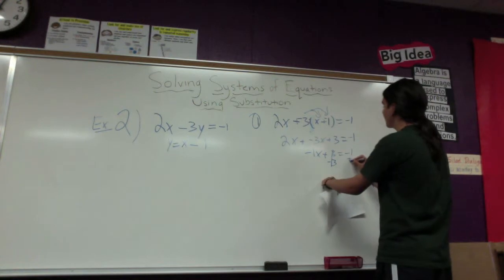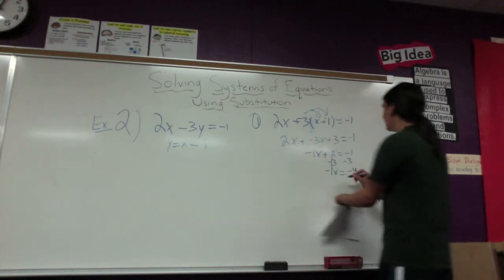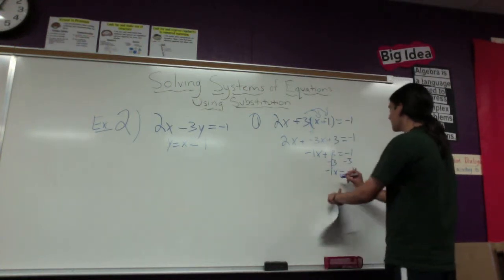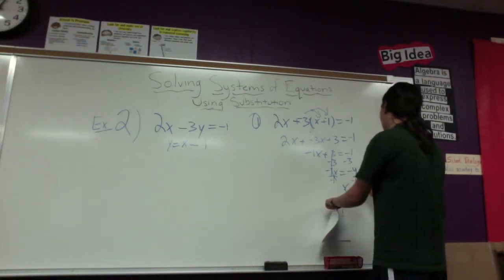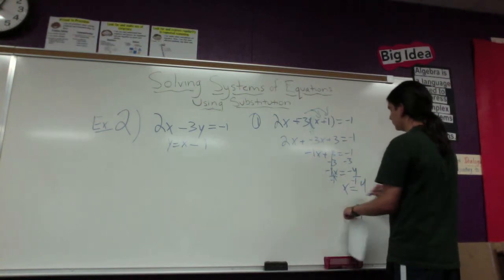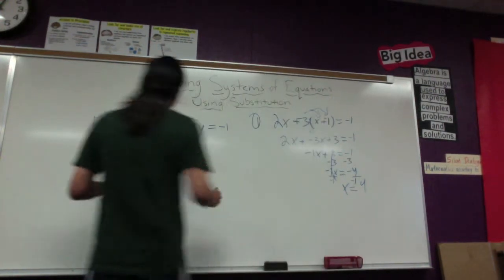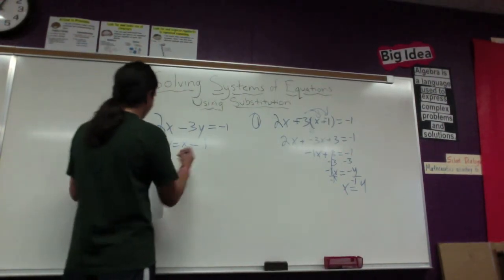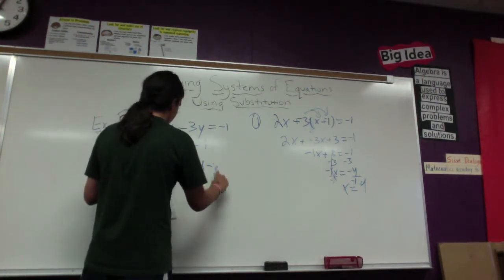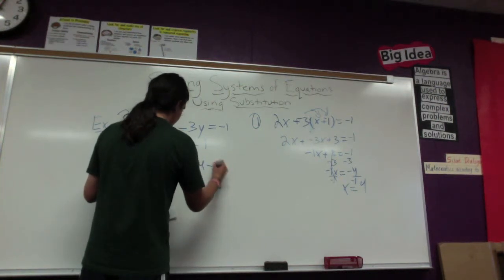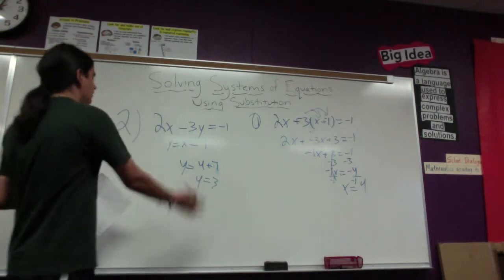So this cancels out. You divide -1 by this, so this cancels out. So the final answer is x equals 4. Next, you find y. You find y by plugging x into this one. And the answer is y equals 3.